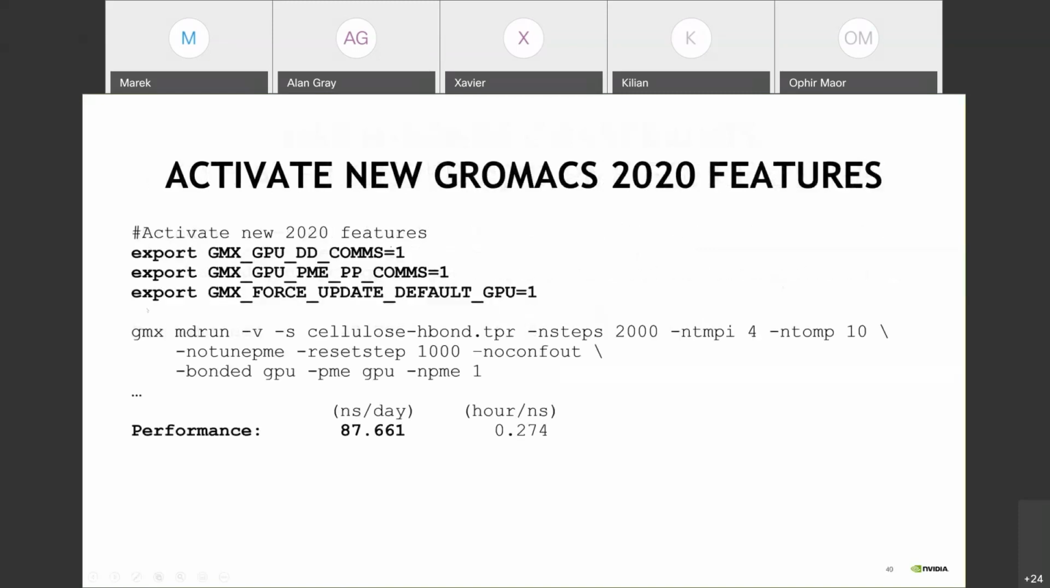Now we're activating the new optimizations by switching on these environment variables, and we're going up to 88 nanoseconds per day. So we're getting a factor of 2 improvement for this case just by switching on these new optimizations, which do the stuff that I mentioned earlier in this talk. So again, we've gone from 7 nanoseconds per day for a very naive command line up to 87 nanoseconds per day with these optimizations on. But we're not finished yet. Things are still not quite optimal.